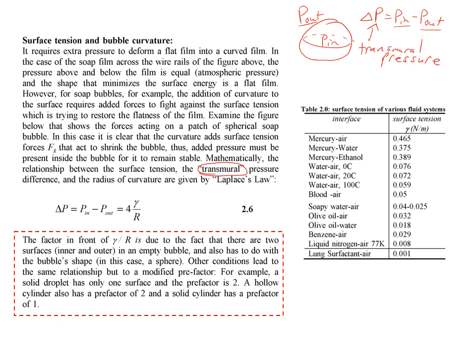Okay, and the important thing to also make note of is that this factor is due to the fact that there are two surfaces in an empty bubble, and it also has to do with the fact that the bubble we're talking about is a sphere. Other conditions will lead to a different factor here, but we'll always make sure that it's clear what that factor should be. So don't worry if you don't know why that's a 4. We'll make sure that you know what it is if you need to do a calculation with it.